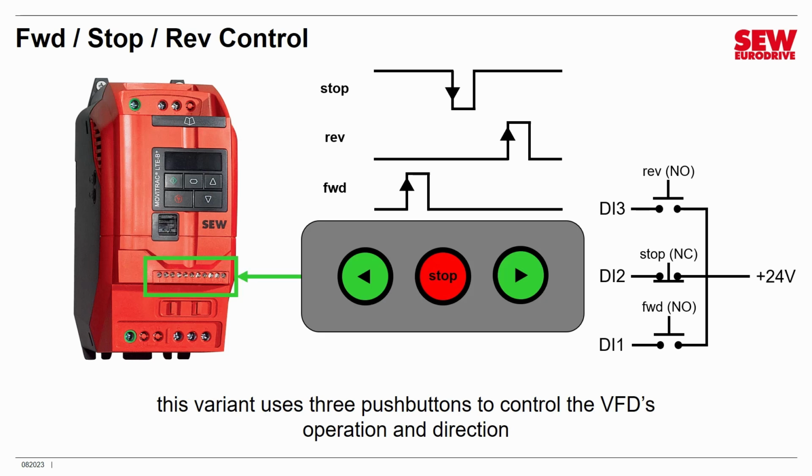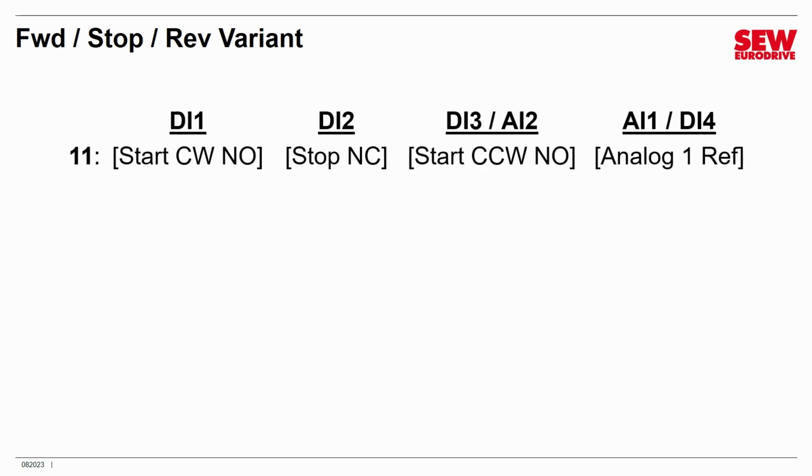So this is really just a variation on a theme. It is similar to start-stop control, but you have 2 directions instead of 1. Let's look at the variant that implements this one. It is variant 11. Digital input 1 is connected up to the start clockwise push button, which is normally open. So you push it to start the VFD moving clockwise. Digital input 2 is connected to a normally closed stop push button. If you push it, it will stop the VFD.